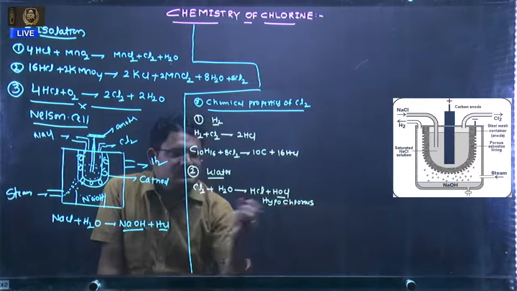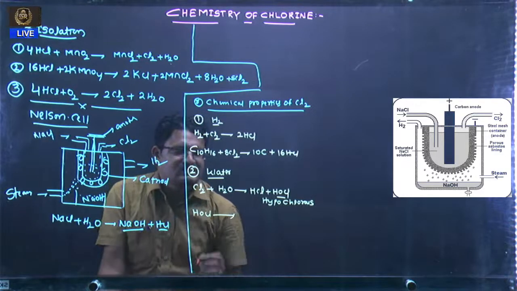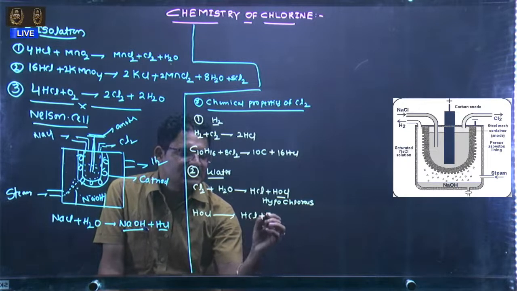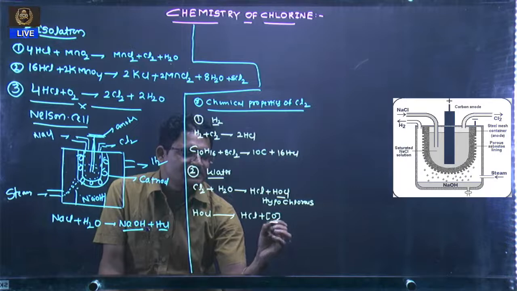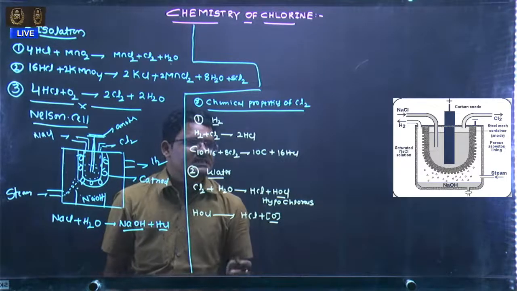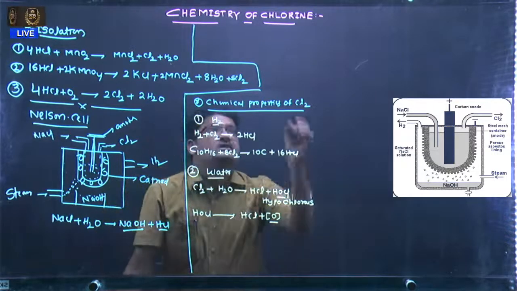This hypochlorous acid, HOCl, is decomposed to give HCl plus nascent oxygen. That's why this hypochlorous acid is a good bleaching agent.